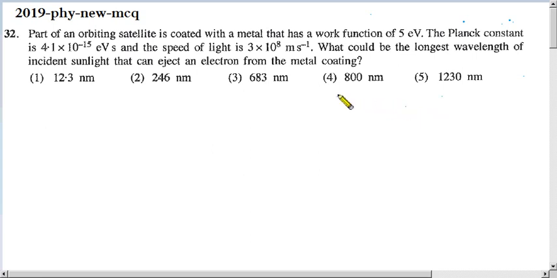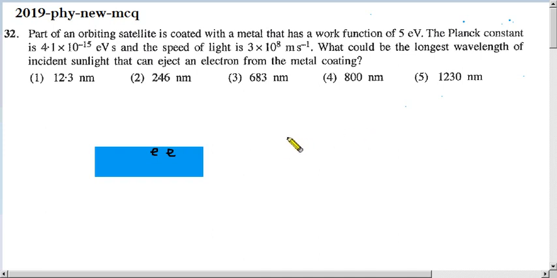Children, ejecting electrons under incident light is called the photoelectric effect, that you must have learned. In this question you don't have to worry about this orbiting satellite, because it's given to decorate this question. Just take into your mind a piece of metal, say it's like this. There are electrons in this metal like this.